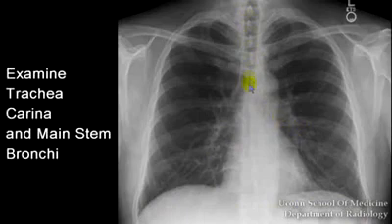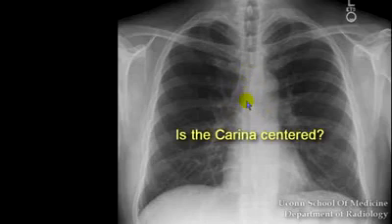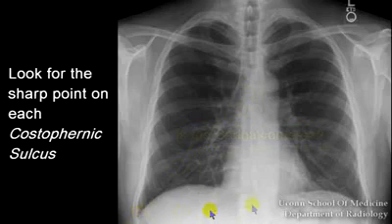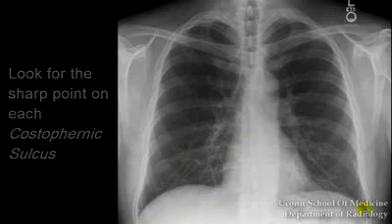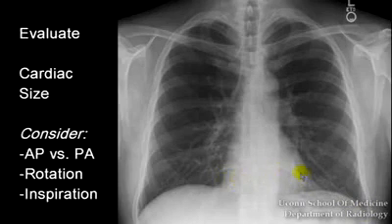Find the tracheal air column and locate the carina, which splits the trachea into the right and left main stem bronchi. Is it centered? Look at each costophrenic sulcus. Are they sharp and distinct? Now examine the size of the heart. Is it enlarged? If so, are technical errors to blame? For example, is this an AP film?